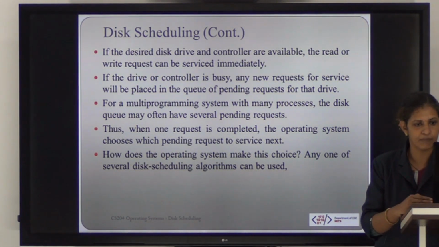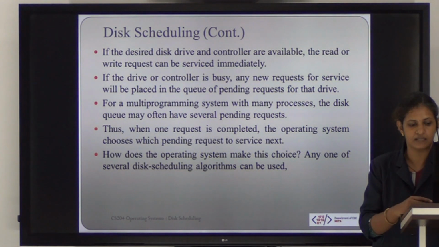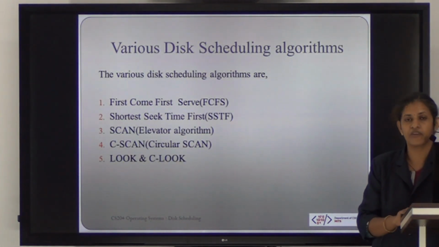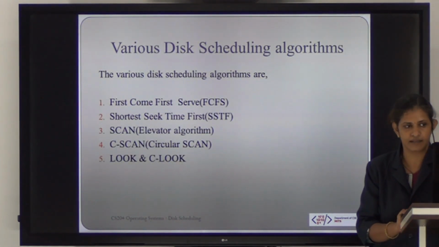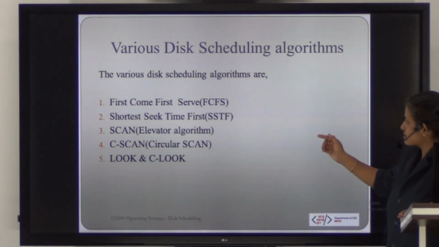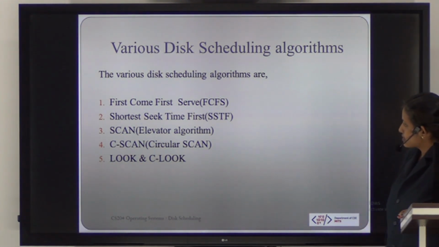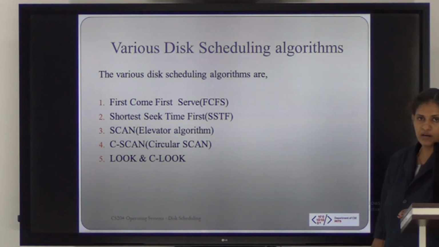Once one request is completed, the operating system chooses which pending request has to be serviced next. How does the operating system make this choice or selection? This is discussed in disk scheduling. There are various disk scheduling algorithms. These are the algorithms: first come first serve, or FCFS; the second is shortest seek time first; then SCAN, C-SCAN, LOOK and C-LOOK algorithms.